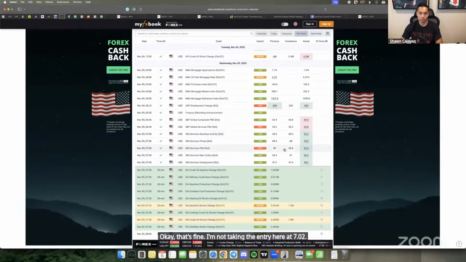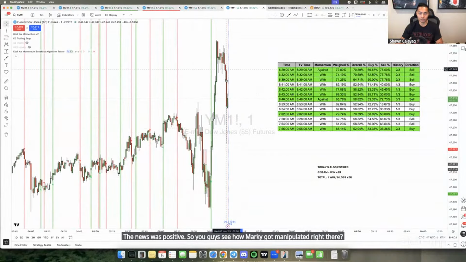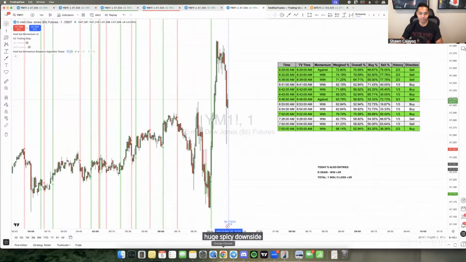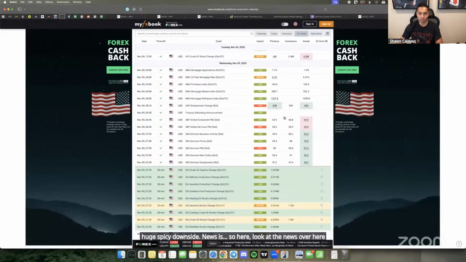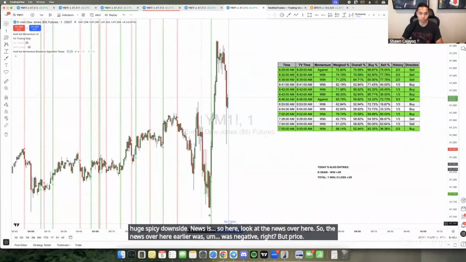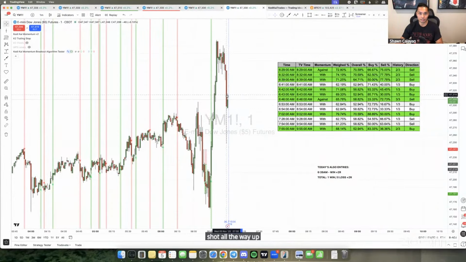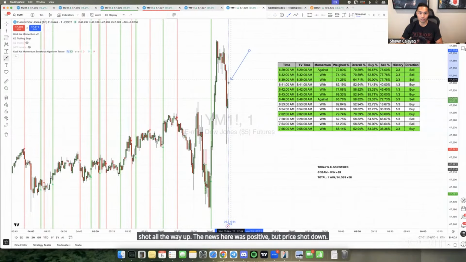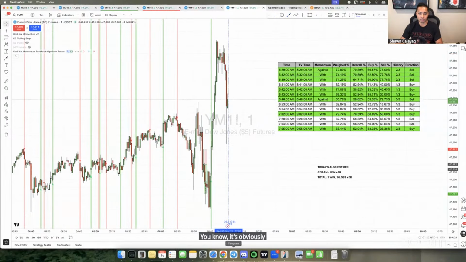The news was positive. So you guys see how the market got manipulated right there? Huge spikes to the downside. Look at the news over here. The news earlier was negative, right? But price shot all the way up. The news here was positive, but price shot down. It's obviously clear market manipulation right there.